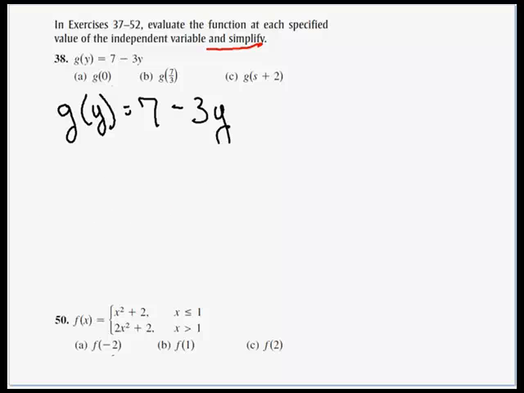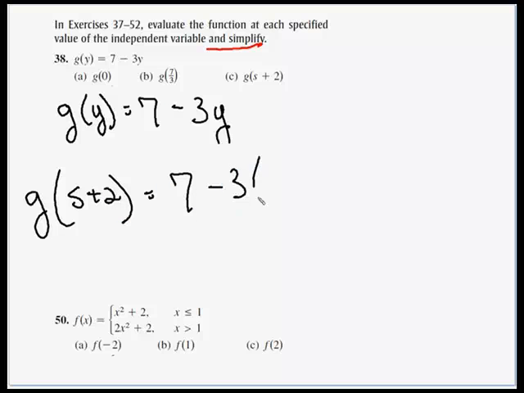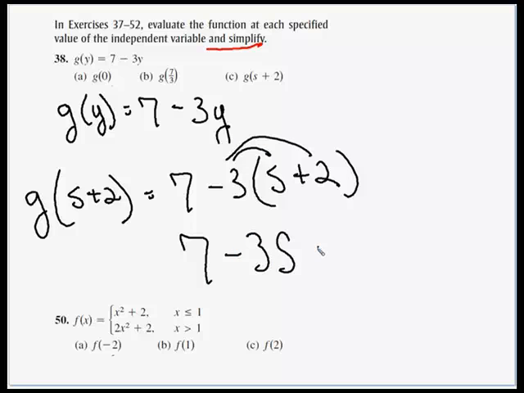Last but not least, G of s plus 2. So we have our 7, that's just a number, minus 3, and we're replacing the y, or this variable, with the quantity s plus 2. And they did tell us to simplify, so let's distribute the negative 3. 7 minus 3s minus 6. And now we can combine the 7 and the minus 6 into a 1 minus 3s.